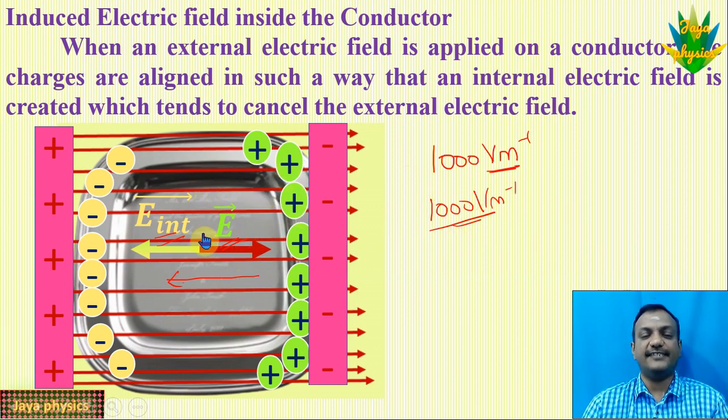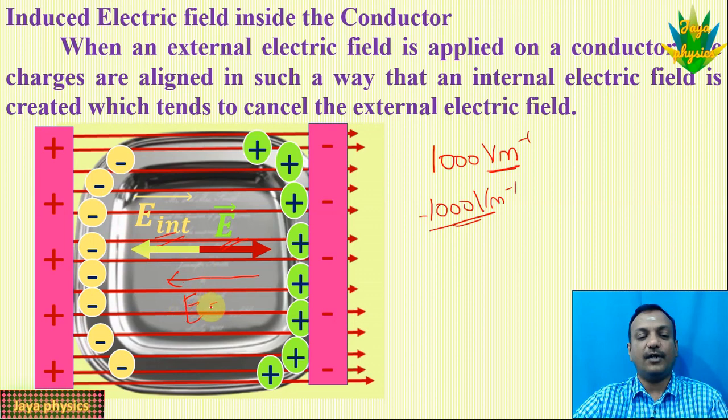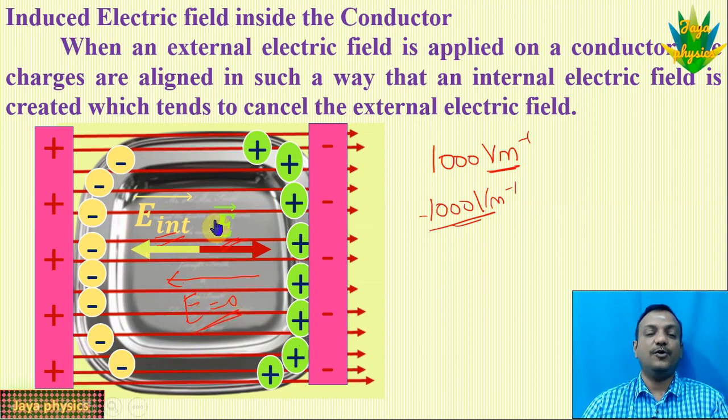When a conductor is placed in an electric field, the charges move such that an internal electric field is produced, which is equal and opposite to the applied electric field. So what is the net field? The external field and the internal field are equal in magnitude and opposite. So what happens to the net field? It is zero. Even though a metal plate, a conductor, is placed in an electric field, the electric field inside the conductor is zero, E equal to 0.